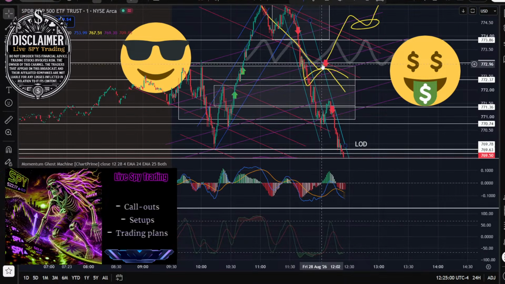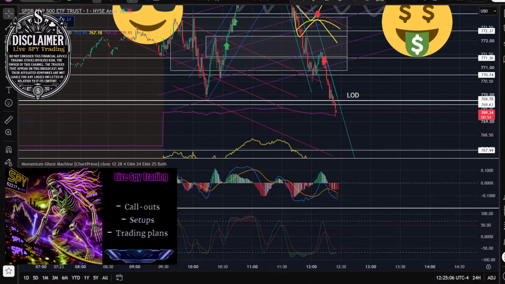But underneath the no man's land, when you see the shoulder forming right here, and then we have another break of purple, that's easy money right there.